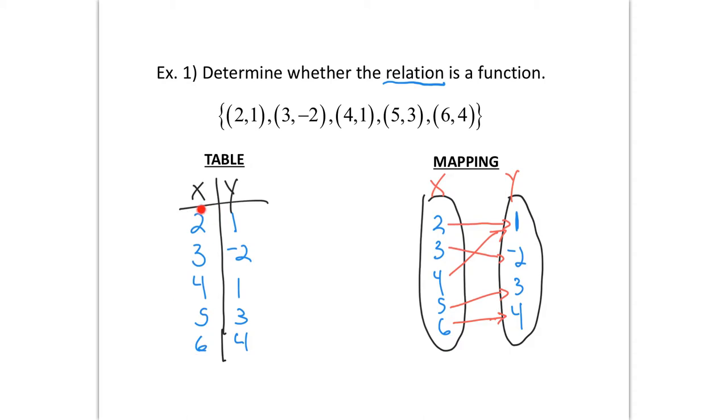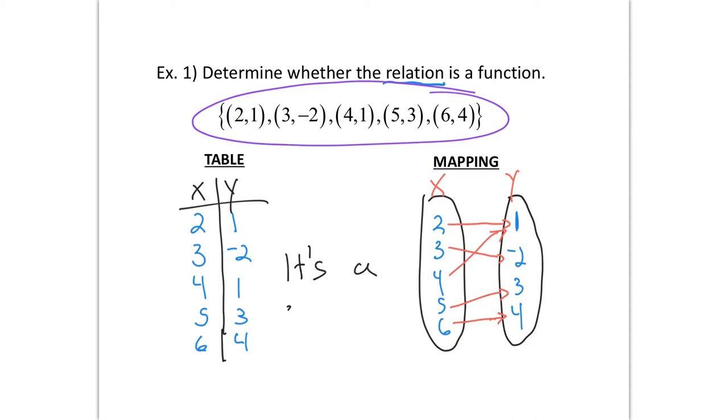Okay, so here's what we look for to know if it's a function from a table. If you have a table, look at the x values. If the x values are not repeating, yes, it's a function. From mapping, the x values, which are the domain values, only have one arrow going out. One arrow going out every time, yes, it is a function. So I'm going to say this relation, the same as the table and the mapping, is a function. It's a function because in the table, the x's are not repeating, and in the mapping, each x only has one arrow going out.